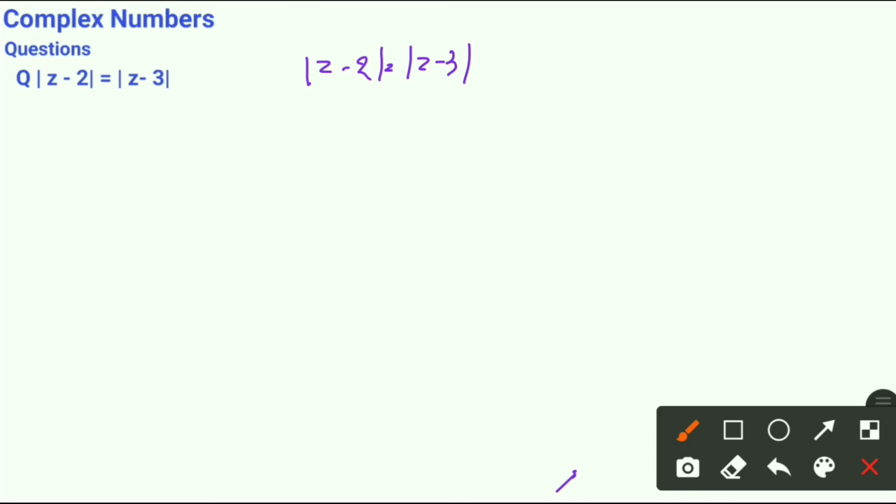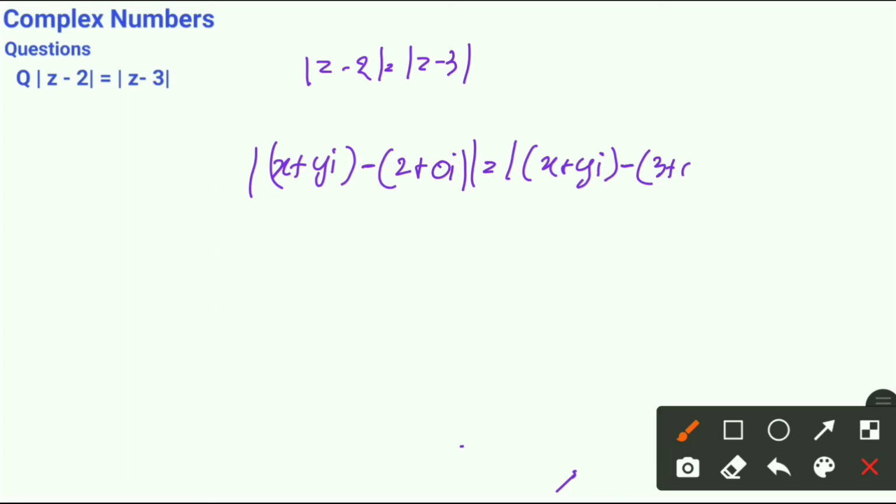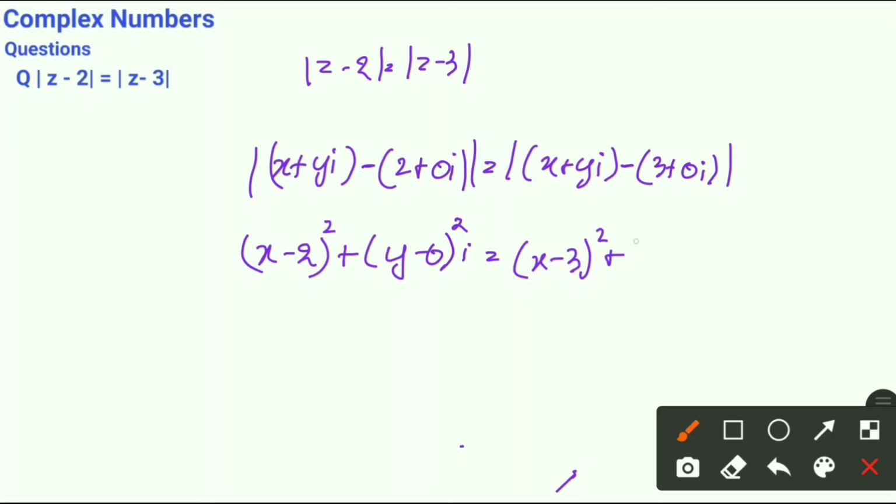And we have this equation |z - 2| = |z - 3|. We know z is equal to x + yi, so (x + yi - 2 + 0i) is equal to (x + yi - 3 + 0i). Now we're going to rearrange this, so it's going to be (x - 2) + (y - 0)i, and I could just do it directly, because we all know this square, it's going to be the square is equal to (x - 3)² + (y - 0)². You can just forget about this i.